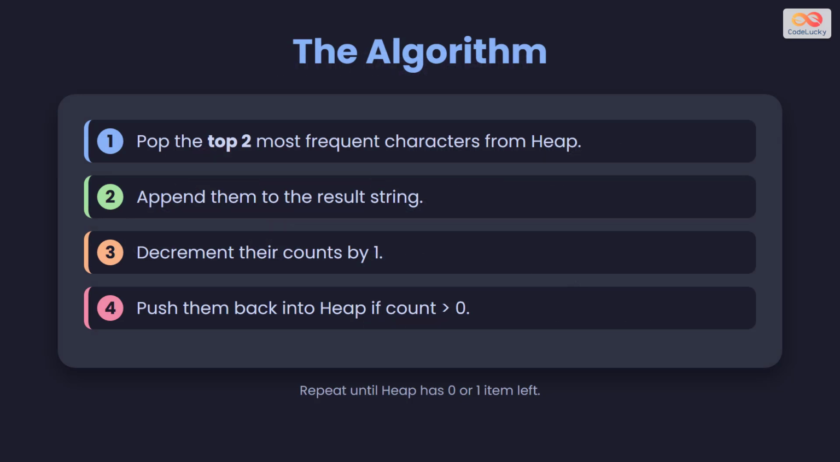Here is the step-by-step algorithm. One effective way to avoid placing the same character twice is to process 2 characters at a time. First, pop the most frequent character. Second, pop the next most frequent character. Append both to your result. Decrease their counts, and if they still have occurrences left, push them back into the heap.